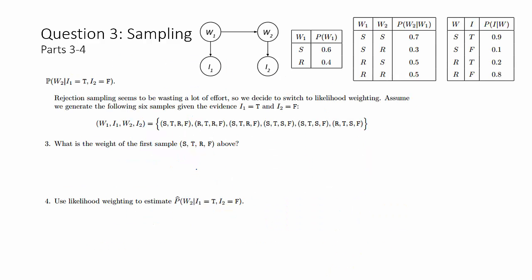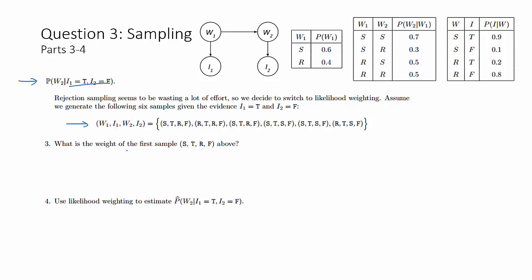For part 3, we are again given the query P of W2 given I1 equals T and I2 equals F, and we are also given the following 6 samples and asked to perform likelihood weighting sampling. Since rejection sampling might reject a lot of samples if the evidence is not likely, in likelihood weighting we force the evidence variables to take on the values specified by the query here, so that we don't have to waste a lot of time rejecting samples. By doing so, we only sample at the non-evidence variables.